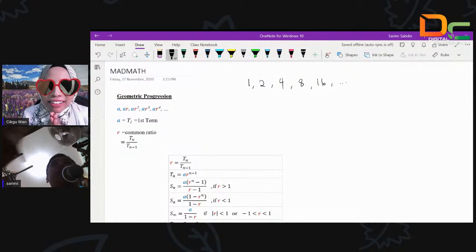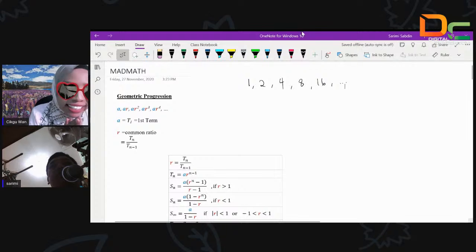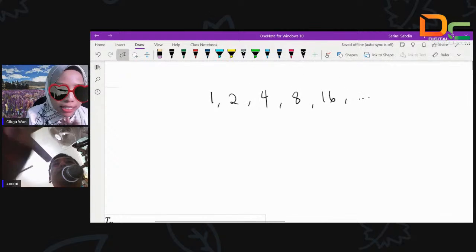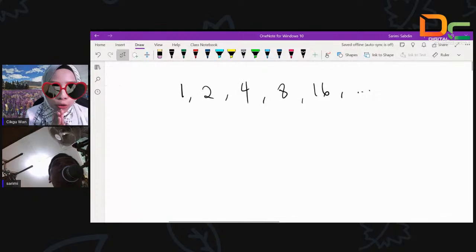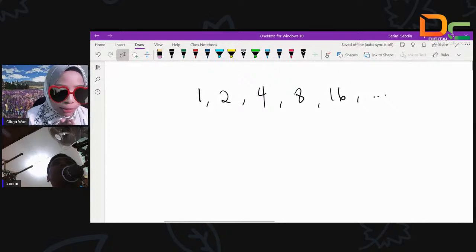Sir Sarimi, can you enlarge the screen a bit? Please zoom in a bit. The students can hardly see, especially those who are using handphones. So maybe you can zoom in a bit. Okay, this is fine. Oh, that's really good. But just now other things were not visible. Never mind. Okay, if that's what you want to present, okay.